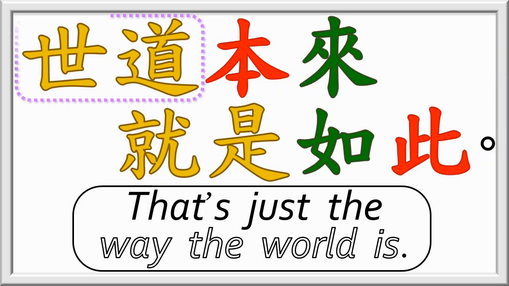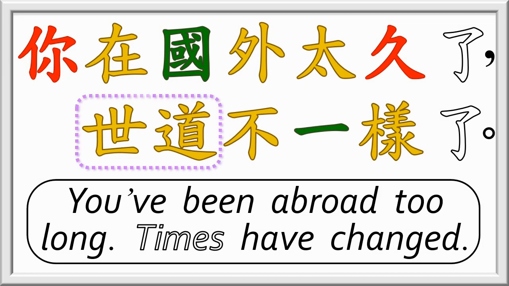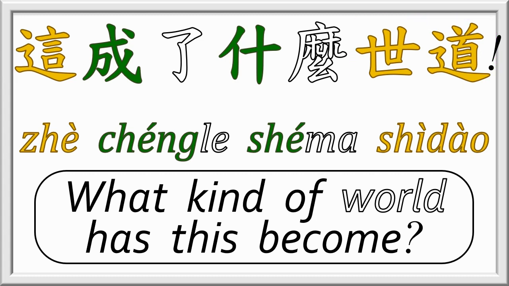道 means a path or way. So, 世道 refers to the way things go in this world, the times we live in. 世道本来就是如此。That's just the way the world is. 你在国外太久了，世道不一样了。You've been abroad too long. Times have changed. Things are different now. 这成了什么世道？What kind of world has this become?